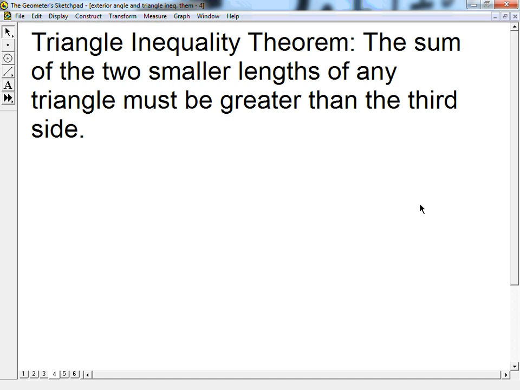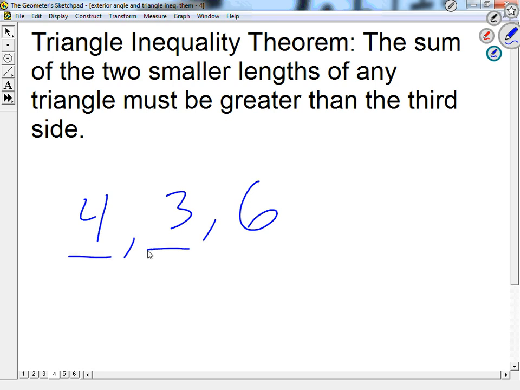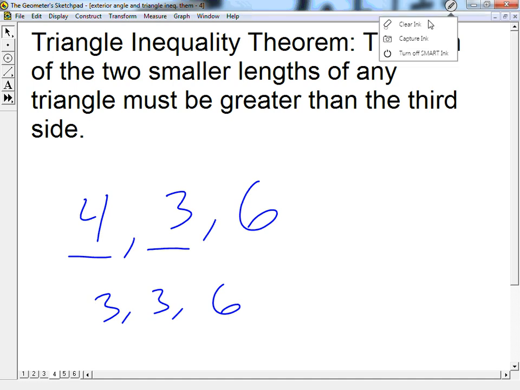The way you guys will see this in your homework, let's say I was to give you guys two measurements, 4, 3, and 6. They're not in any order, they're just three numbers. And I can see that the two smaller numbers are 4 and 3. My question to you guys would be, will these three numbers make a triangle? So I'm looking for yes or no. Yes. Right, because if we add the two smaller numbers, it's bigger than the third side. But what if I have something like, let's say 3, 3, and 6? No. Because 3 plus 3 is not more than 6. All right, so that's how we're going to see it on the worksheet.